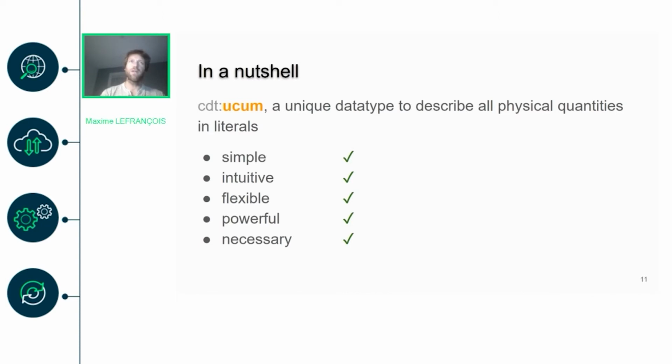So in a nutshell, CDT-UCUM is a unique data type to describe all physical quantities in literals. We claim that it's very simple and intuitive, just write the number and then the unit, flexible, powerful, and it's also necessary. The community needs such a data type, because we have plenty of use cases where we need to encode quantity values and manipulate them as easily as possible.